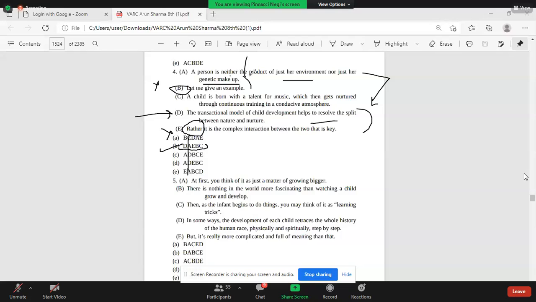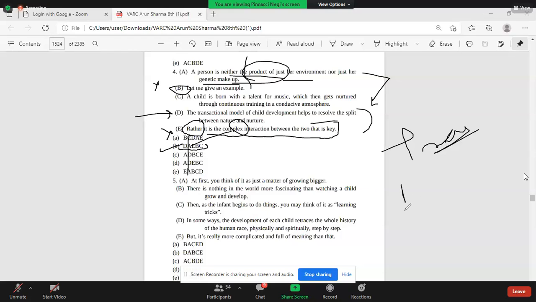What does it say? It says a person is neither the product of this or this. Okay, and then it says that rather it is the complex interaction between the two. So पहले ये transaction model है, right? जो help करता है resolve करने के लिए. ये जो आपका एक binary है कि nature और nurture उसको help करता है resolve करने में. So what is transactional model? What does it say? It says that answer option A, sorry, statement A, a person is neither the product of his environment or ये binary नहीं है कि ये या ये. The person is a product of both, and then he says rather it is a complex interaction between the two.